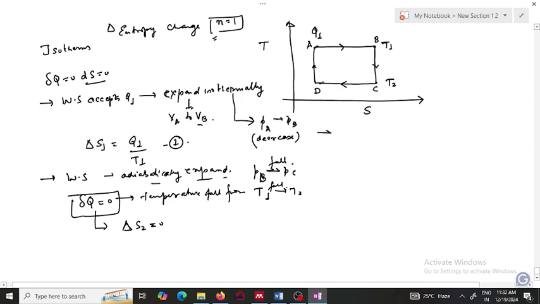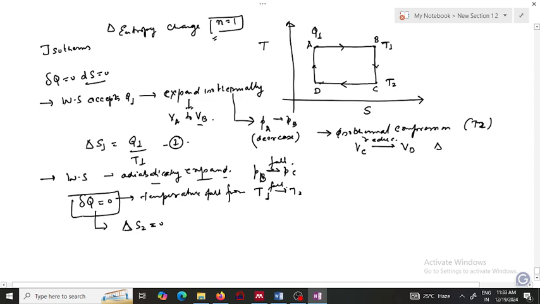Okay. In the third scenario, the gas which is at temperature T2 is now compressed from C to D. So in the third process, I'm so sorry, isothermally. There is an isothermal compression at temperature T2, which leads to a reduction in volume. So now my volume reduces from VC to VD.